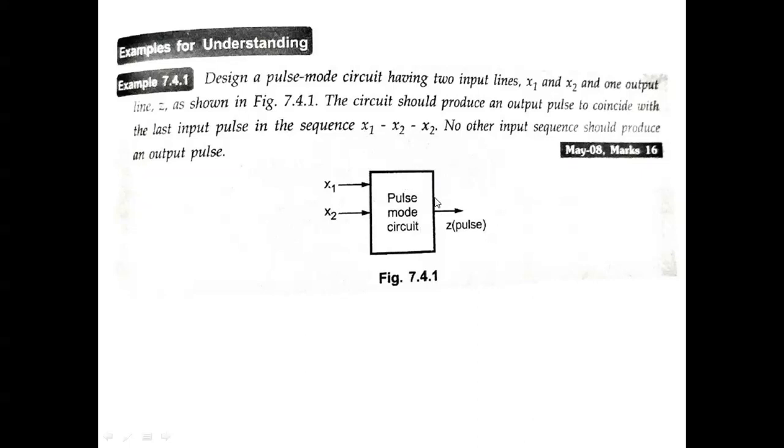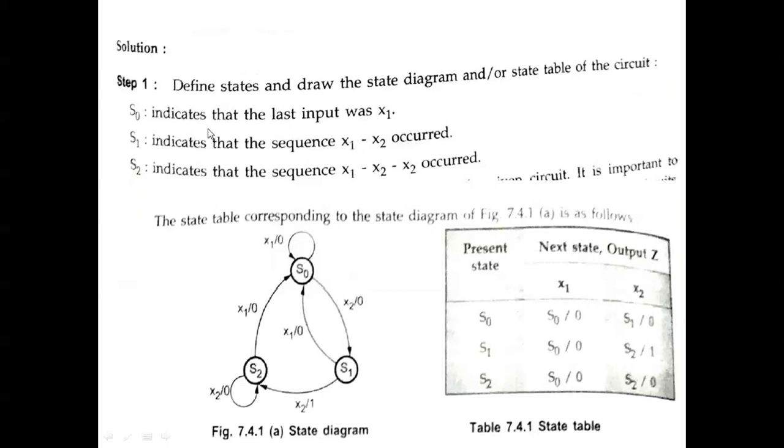So this is that x1 minus x2. So no other input pulse would produce an output pulse. This is the problem they have given. So this is a block diagram. So step one: define the states and draw the state diagram and state table of the circuit.